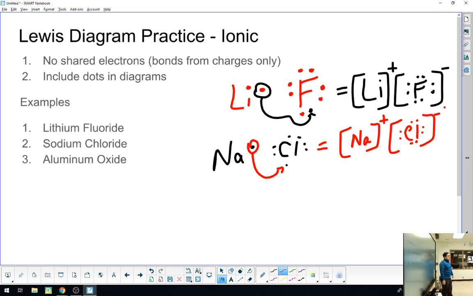Covalents are a whole lot more helpful because we're actually going to draw some bonds. This is technically a bond, but it's not a very good one. So now let's do this for covalent.